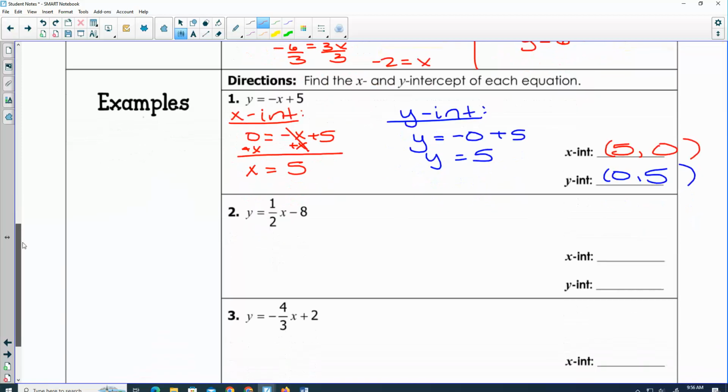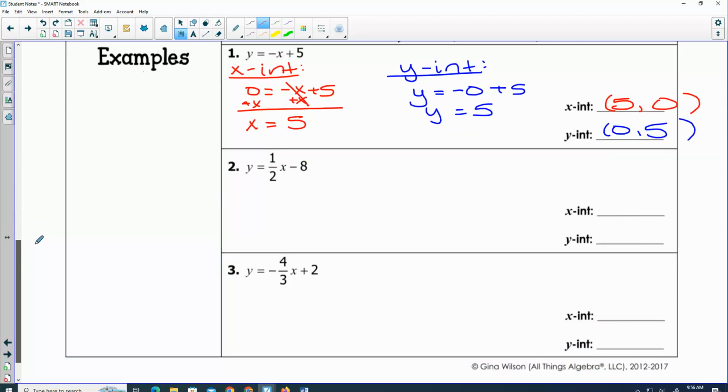Alright. We are going to go down to example 3 next. So, x-intercept, if we're hitting the x-axis, that means y is 0. How do you guys want to solve that?